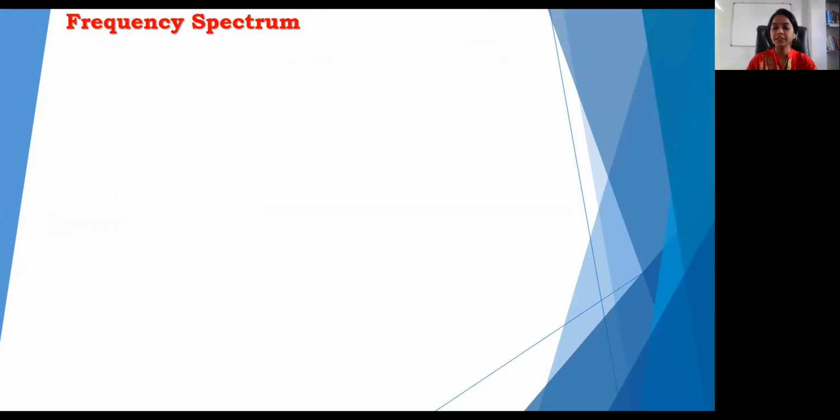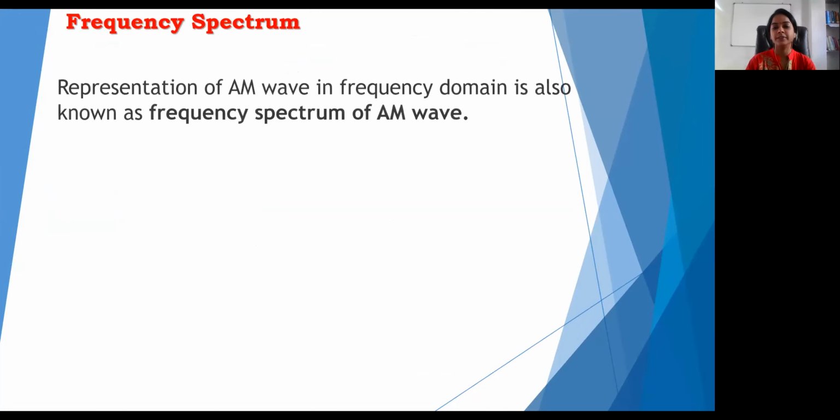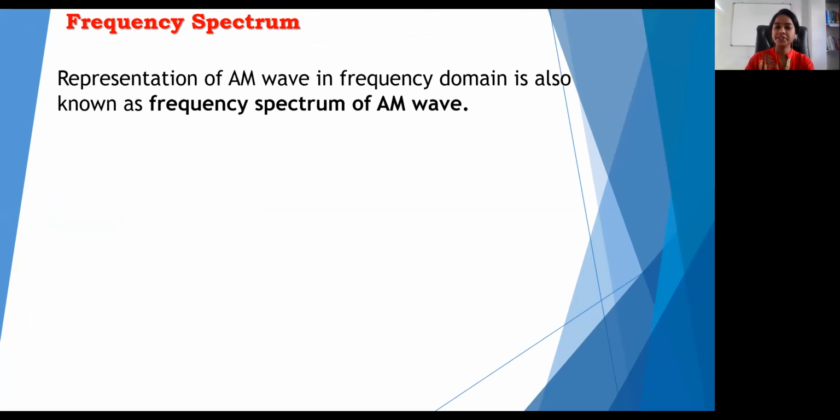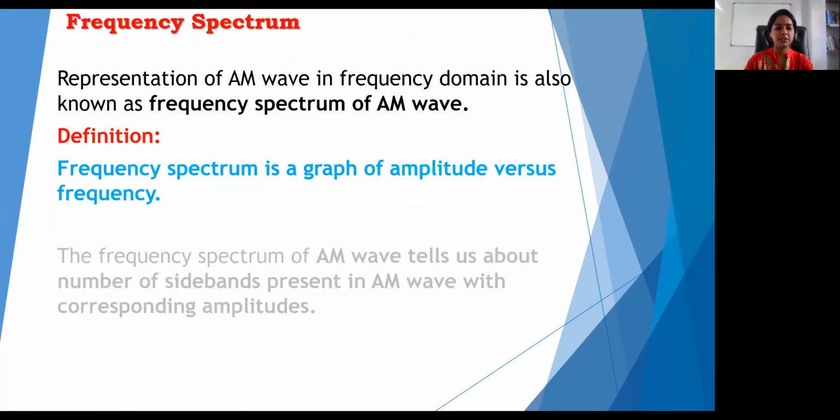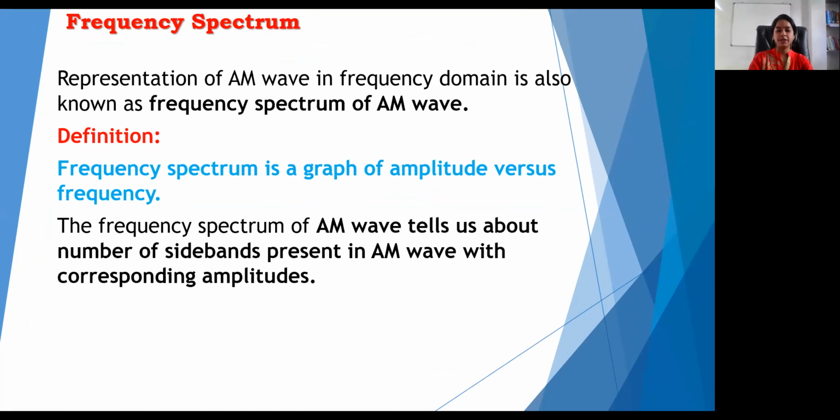So the frequency spectrum of an amplitude modulated signal is nothing but the representation of the AM modulated wave in the frequency domain. In the frequency domain means in terms of frequency, phase and varying time. So this is the definition of the frequency spectrum. In the frequency spectrum, we consider the sidebands of the amplitude modulated wave and their corresponding amplitude. So this is how we draw the frequency spectrum of an amplitude modulated wave.